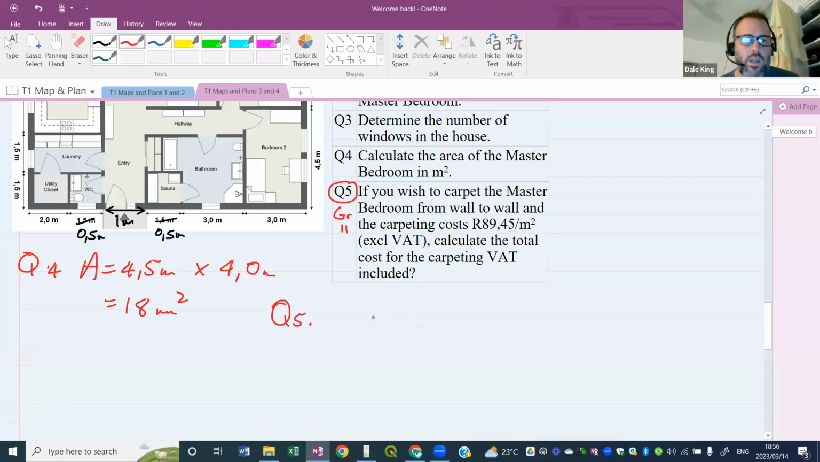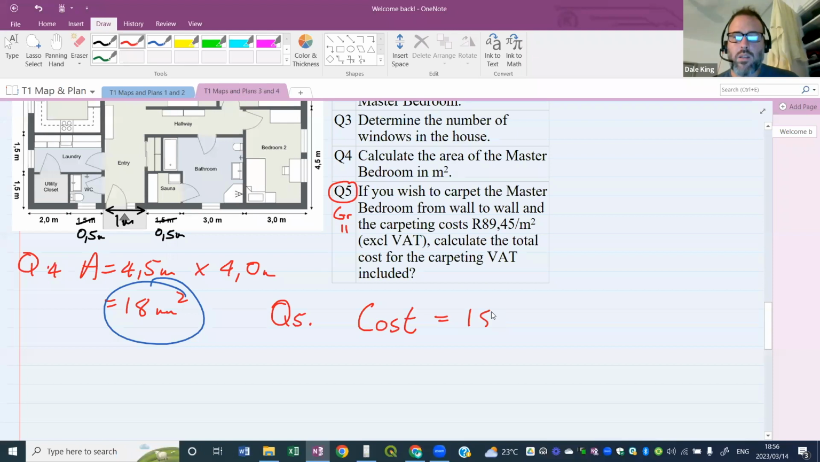So we have a square meter area, which comes from question 4. It's over here, 18 meters squared, and they say it's 89.45 per square meter. So each one of those square meters is going to cost us 89.45, and there are 18 of them. So I'm going to say cost, and this is going to be excluding VAT. Just remember that. The cost is going to be 18 meters squared times the 89 Rand 45 per square meter.